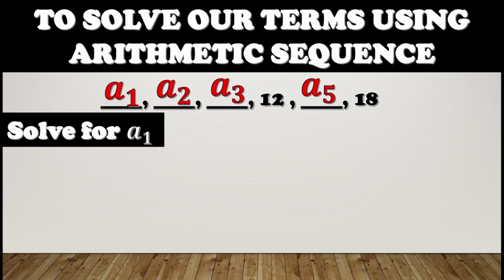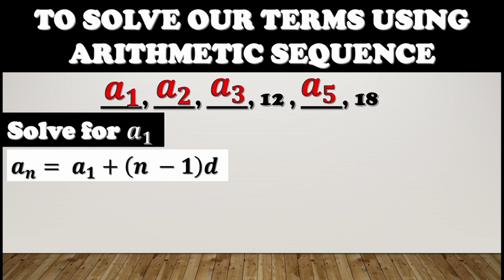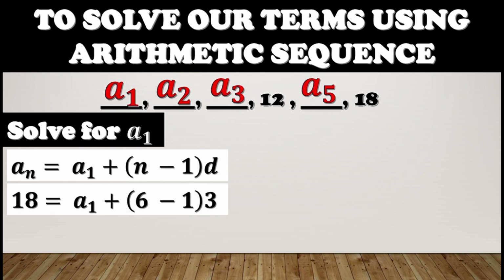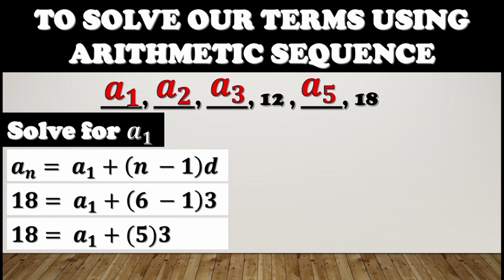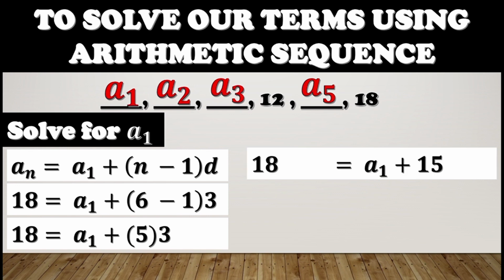So, first, let us solve for a sub 1. A sub n is equal to a sub 1 plus quantity n minus 1 times d. So, a sub n here is 18. A sub 1 is unknown. The number of terms is 6 and the common difference is 3. So, we will simplify. So, 18 is equal to a sub 1 plus 5 times 3. 5 times 3, the product is 15. So, we need to get rid of 15 and transpose it to the left side using subtraction property of equality. 18 minus 15, the result is 3. Therefore, our a sub 1 is 3.